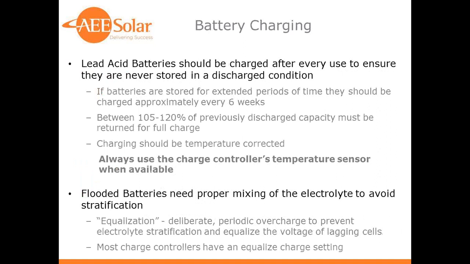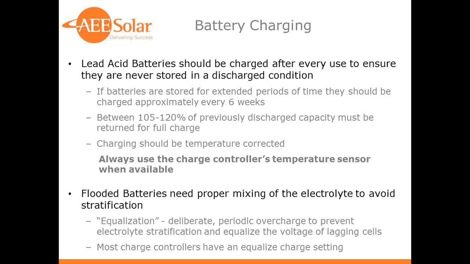Lead-acid batteries should be charged after every use. Ensure they're never stored in a discharge condition. If batteries are stored for extended periods of time, they should be charged approximately every 6 weeks, 6 or 8 weeks, somewhere in there. Don't leave them stored for too long because they will build up sulfate crystals inside.